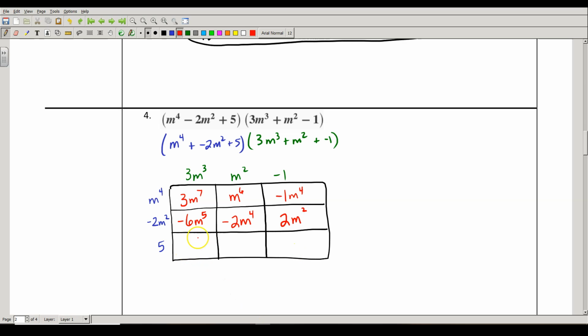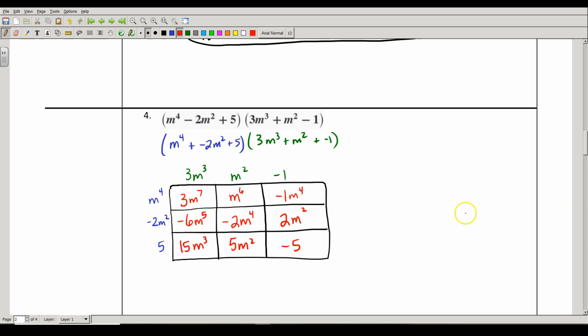Bottom left here, we're going to have 15m to the third. Right here on the bottom middle, we're going to have 5m squared. And then on the bottom right, we have negative 5. So there it is. Everything in red, those are all my terms that are my polynomial. That's my answer, right? If I add those all together, then I have my answer.